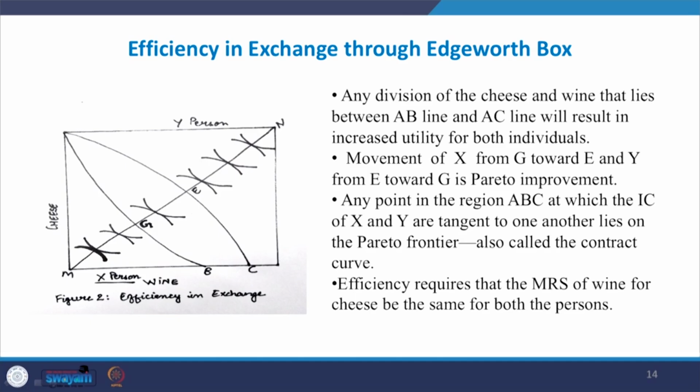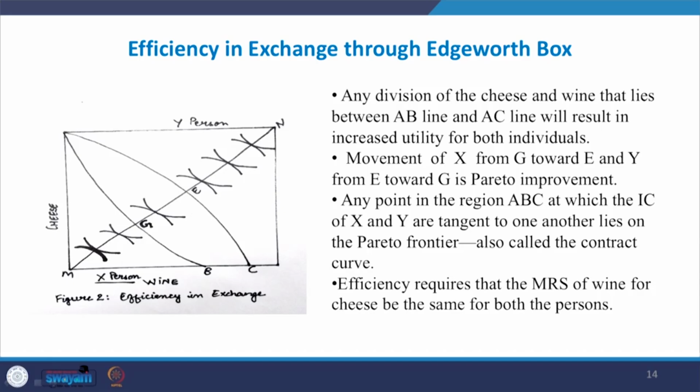For example, if consumer X moves from G towards E, then it will be called a Pareto improvement, because here the utility of X is increased without reducing the utility of Y. Similarly, when Y moves from E2 towards G, then it is again a Pareto improvement, because here the utility or welfare of consumer Y is increased without reducing the welfare of person X.